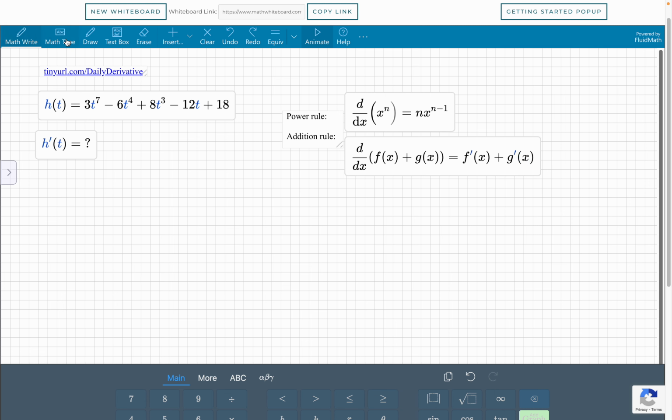Okay. Now that we have our two main rules, let's get started. Initially, we have 3t to the 7. What could be the derivative of that? Oh, I think there's one more rule that I need. If you're taking the derivative of something multiplied by a function, you can just factor that something out.